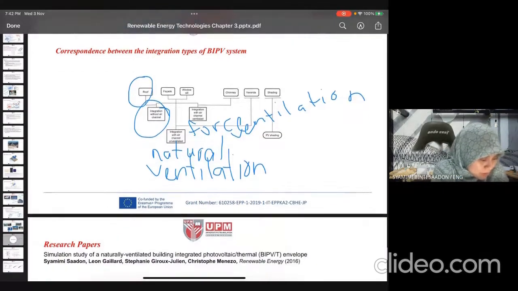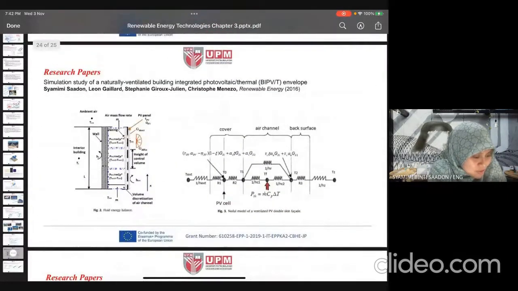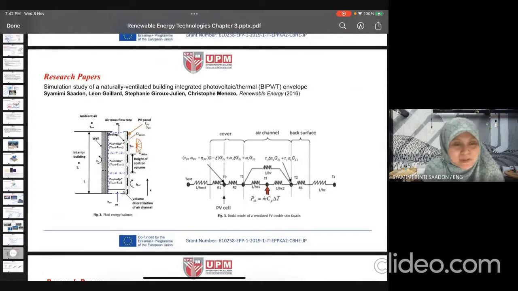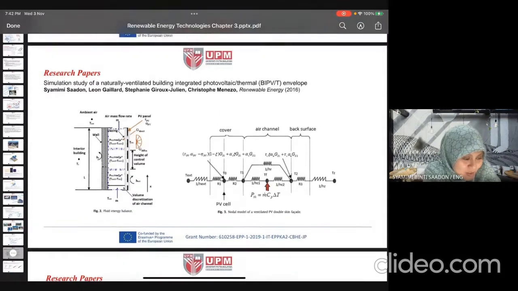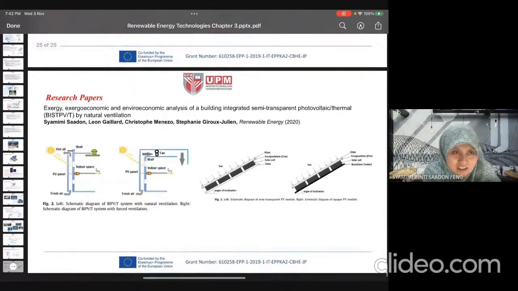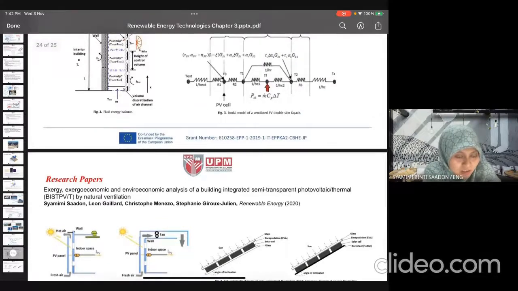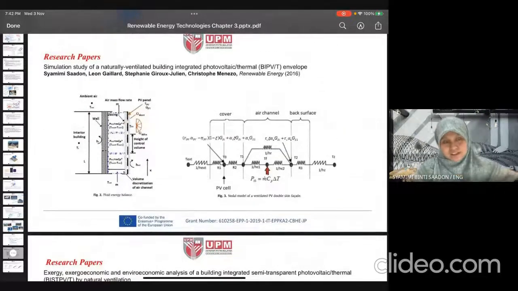Okay, so BIPV. I just have two pages left. So this one, I just share some of my paper, some of the research that I have done before. This one was during my PhD, five years ago, and this one is quite recent, last year. But actually, it is the continuation and application of my PhD thesis. So I would like to share this one with you.